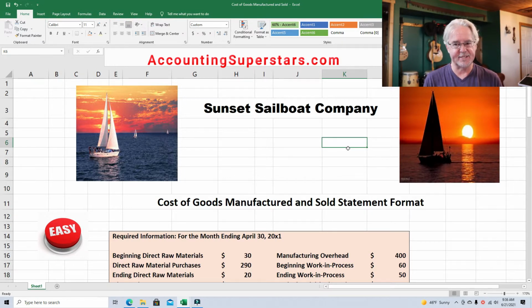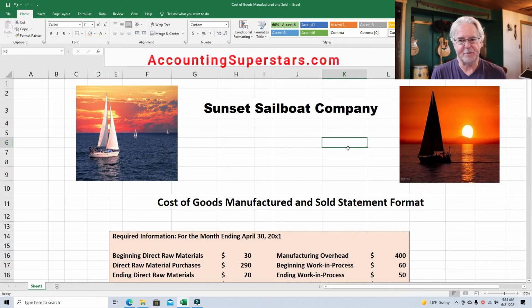Today's lesson is about the cost of goods manufactured and sold statement. It's designed for students who are probably in their second semester of accounting, studying managerial accounting. Some professors and some textbooks will stop at the cost of goods manufactured and leave it at that, and some will do the cost of goods manufactured and sold statement, so there's a little bit added to the end there.